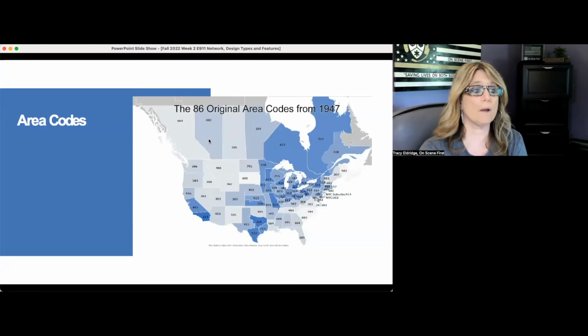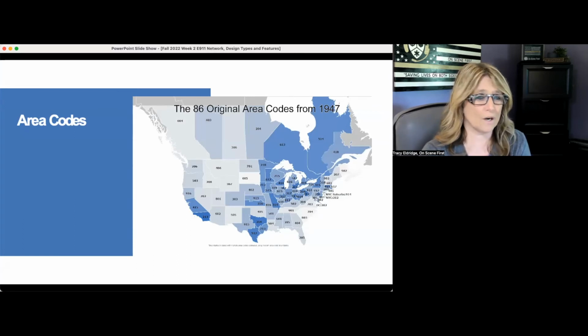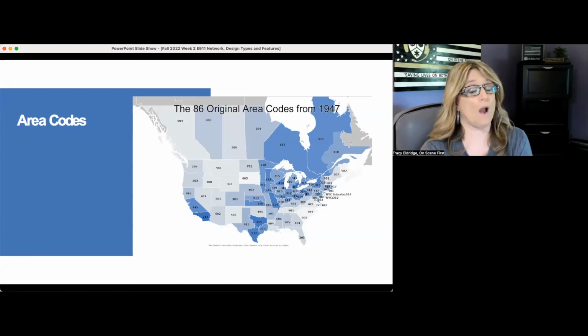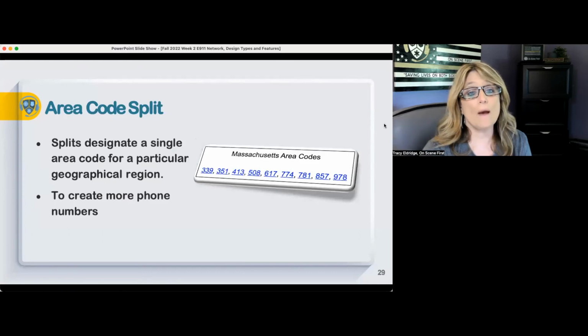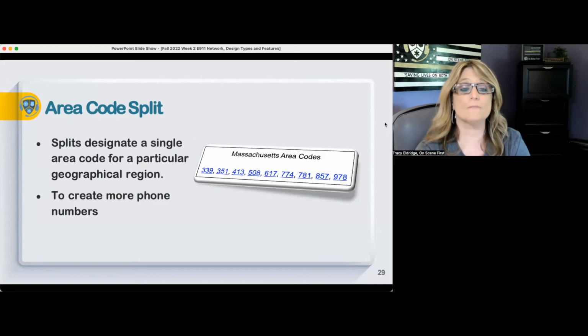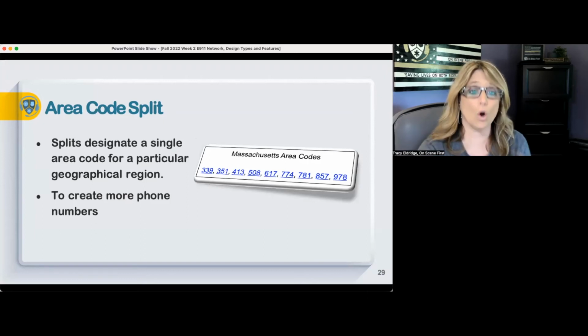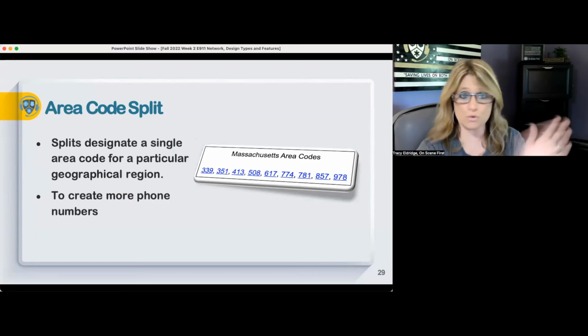We're going to talk a little bit about area codes. So just a cute little visual up here. In 1947, there were 86 original area codes for making phone calls. Now, if you think about it, back in 1947, there weren't as many phones as there are today, obviously, right? But what we need you to know about is what an area code split is versus an area code overlay. Okay, because they're two different things.